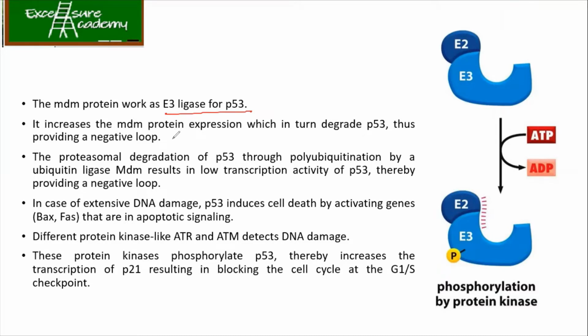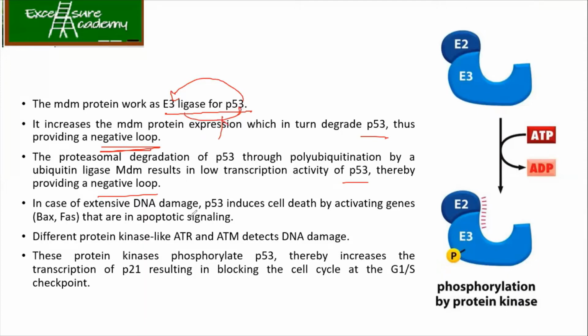It increases the MDM protein expression, which in turn degrades P53, thus providing a negative loop. So what has happened here? P53 activated MDM, and MDM itself is degrading it, okay? And that's why we say it's a negative loop. So the proteasomal degradation of P53 through polyubiquitination by ubiquitin ligase MDM results in low transcriptional activity of P53, thereby providing a negative loop. So P53 activated this, and this is inhibiting P53 itself, okay?